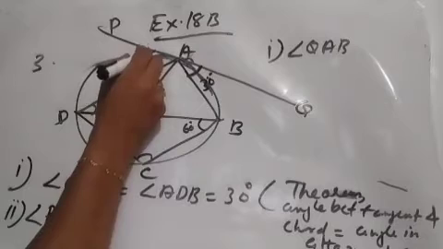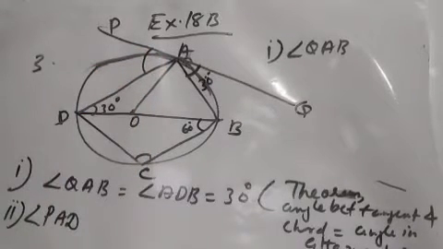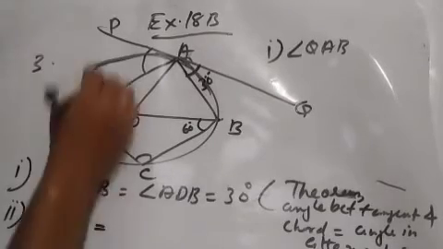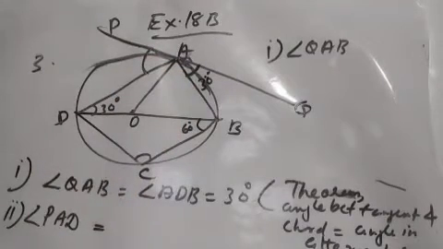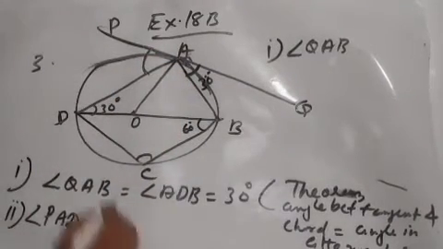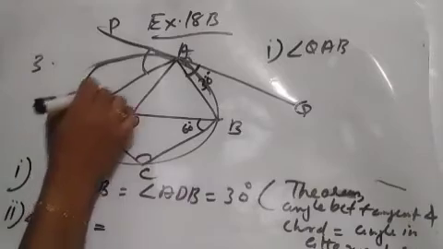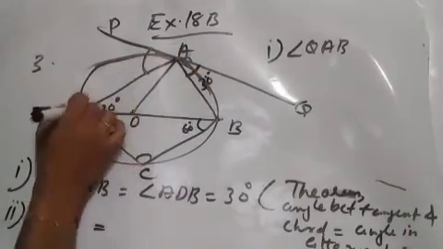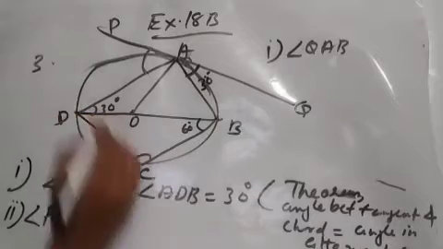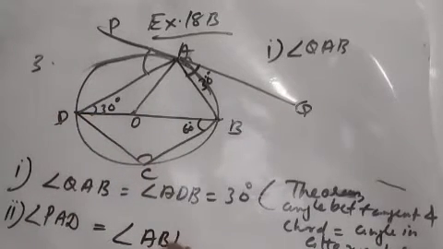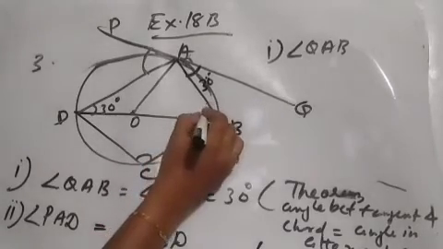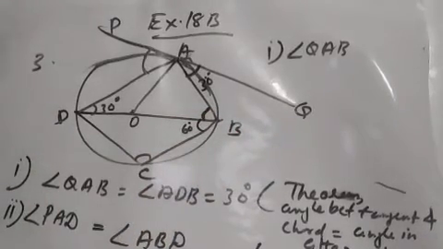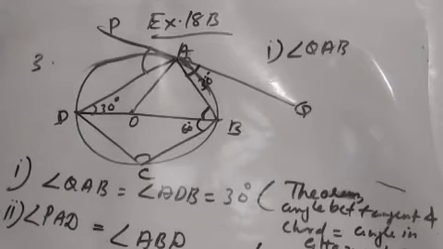PAD, this angle. How can we calculate this angle PAD? Yes, this is also angle between a tangent and chord AD. Okay, so that is equal to angle in the alternate segment. Which is the angle in the alternate segment? ABT. Same reason. So we have to calculate this angle. How can we calculate that angle? ABD. Yes, it is very easy.